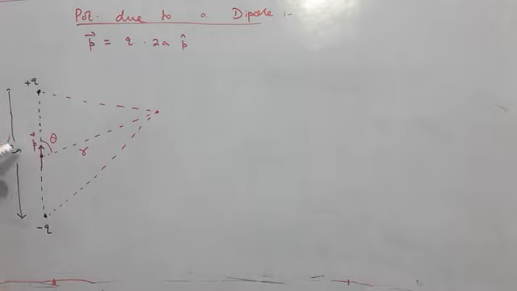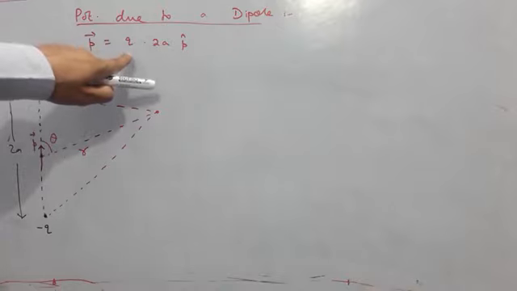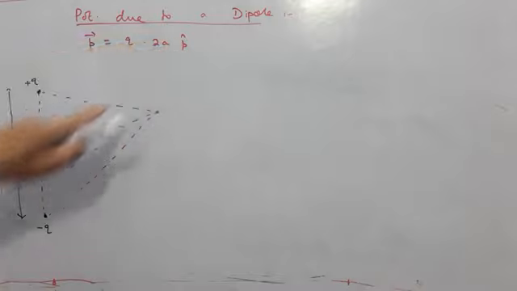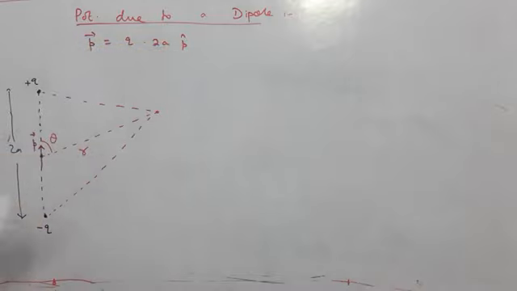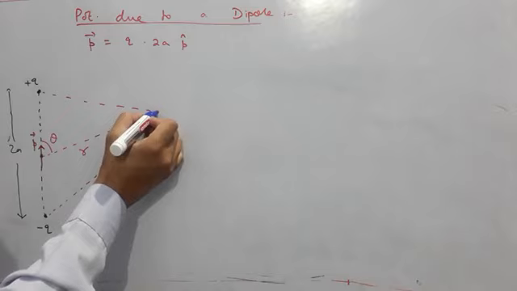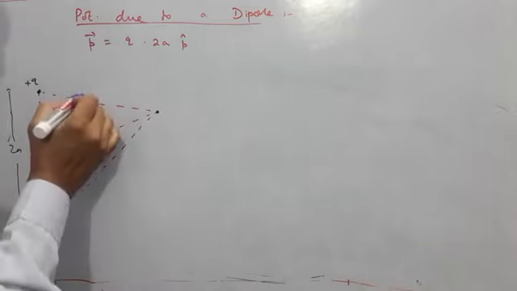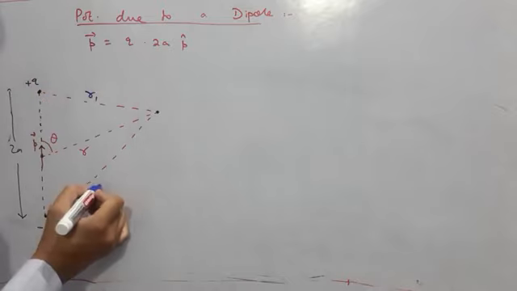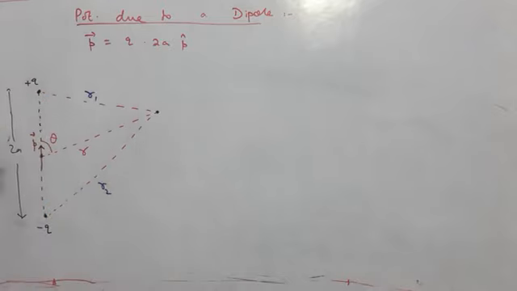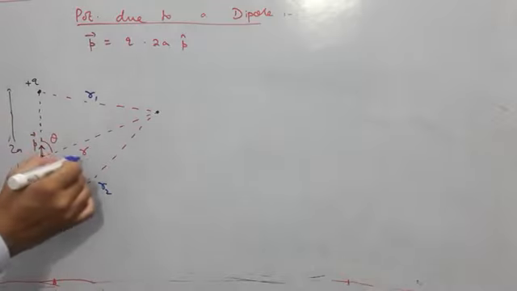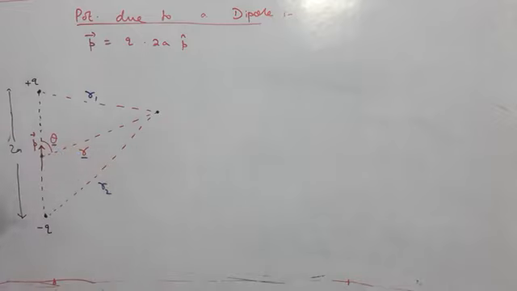You know, the dipole moment vector is directed from minus q to plus q, and it is given as p vector equal to the product of either of the charges into the separation between them, and p cap is the unit vector directed from the negative charge to the positive charge. So we wish to find potential at this particular point. I assume this distance to be r1, this distance to be r2. Now theta is the angle between this dipole moment vector and this r vector. These two, r and theta, are given, and of course p vector is also known.